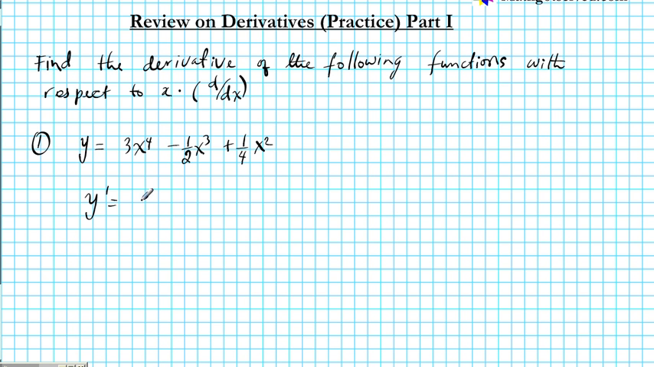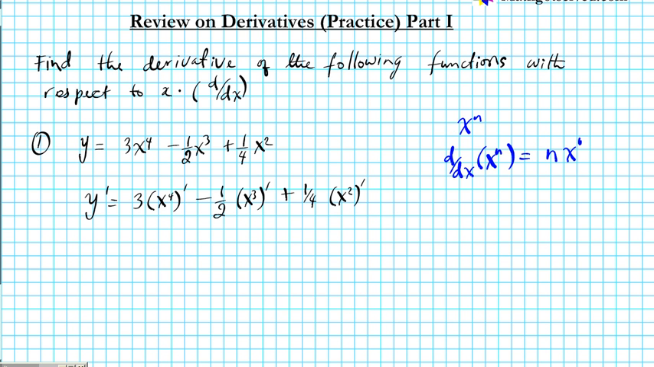So y prime is going to be, now I'm going to differentiate this by factoring out the constant. Anytime you have a constant, you factor it out. So it's basically 3 times x to the fourth prime minus 1/2 times x to the third prime plus 1/4 times x squared prime. Anytime you have a constant, just factor it out and focus your energy on the powers. So you can apply the power rule. The power rule is basically, if you have x to the n, then the derivative with respect to x of x to the n is simply n times x to the n minus 1. So that's the rule I'm going to be applying here.